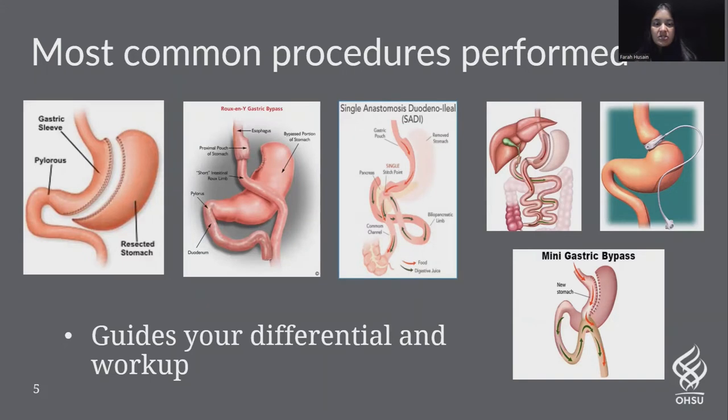It's important to know that marginal ulcers are primarily going to be present in bypass anatomy or even potentially in DS anatomy, while internal hernias are more likely in areas where small bowel has been moved and repositioned.